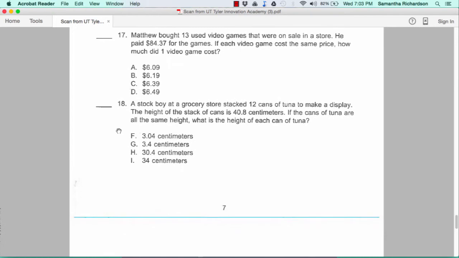Question 18. A stock boy at a grocery store stacked 12 cans of tuna to make a display. The height of the stack of cans is 40.8 centimeters. If the cans of tuna are all the same height, what is the height of each can of tuna? F. 3.04 centimeters. G. 3.4 centimeters. H. 30.4 centimeters. I. 34 centimeters.